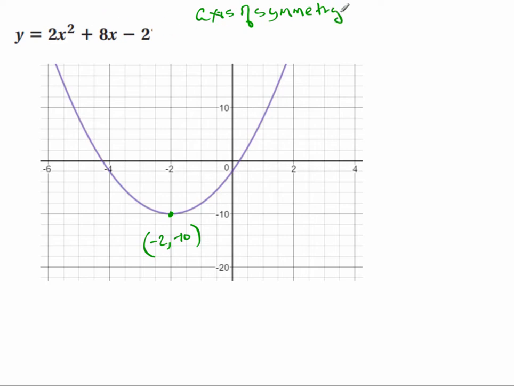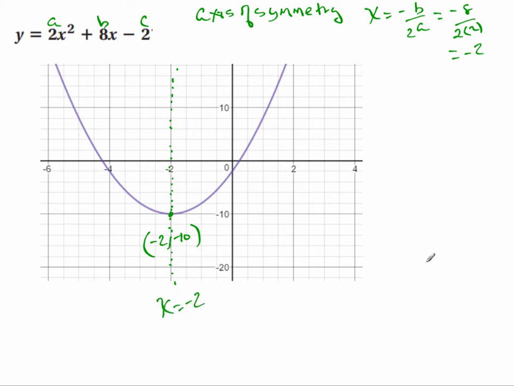Okay, the axis of symmetry is x equals minus b over 2a. Now in this problem, a is 2, b is 8, and c is minus 2. So the axis of symmetry is minus 8 divided by 2. All right, so it is minus 2. Lo and behold, we were right. So you're always going to want to put in the axis of symmetry as the line and label it.